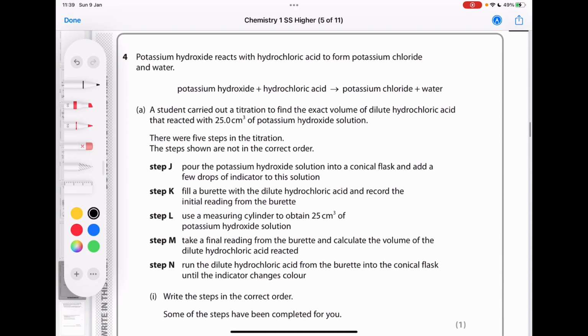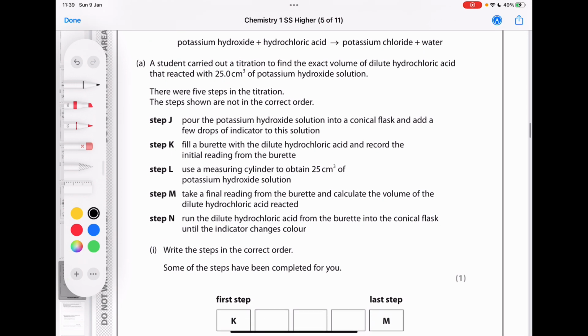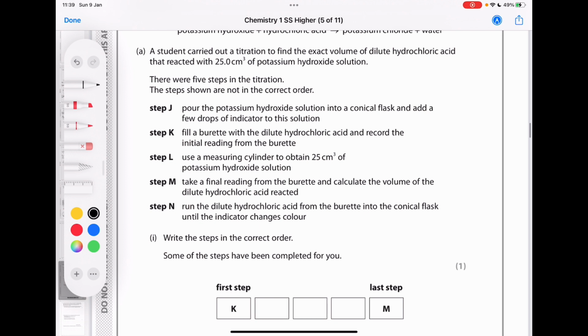Question 4 is also about acid reactions, which is topic 4. The first part is they've given you the steps in a titration and asked you to put them in the correct order. They had already given you step 1 and step 5, and we just need to decide the rest of the steps. So step 1 is to fill the burette and record the initial reading from the burette. The next step is going to be to measure out your other solution that's going to go into the conical flask. So that must be step L, is step 2.